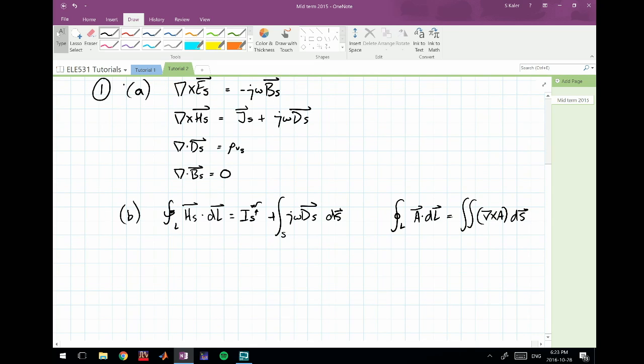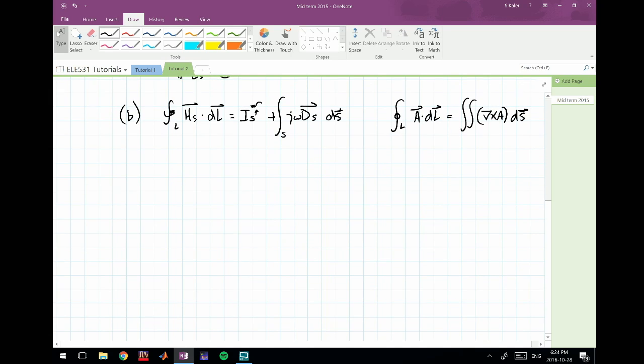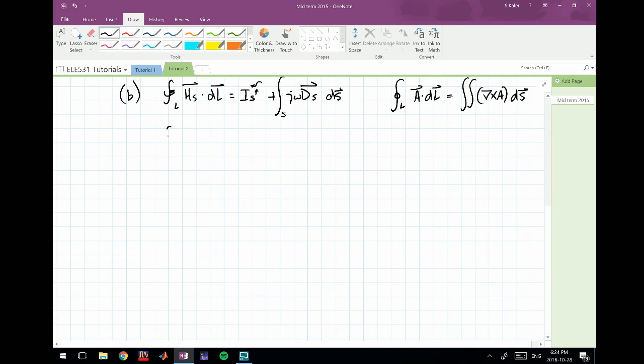Okay, so I usually like to start with Ampere's law, then we'll go into Faraday's law, which is the next easiest one I think to remember. Now we have to remember our arrow. Apparently that's a thing. So now we have E_s cross this closed loop, and this is equal to minus j omega.